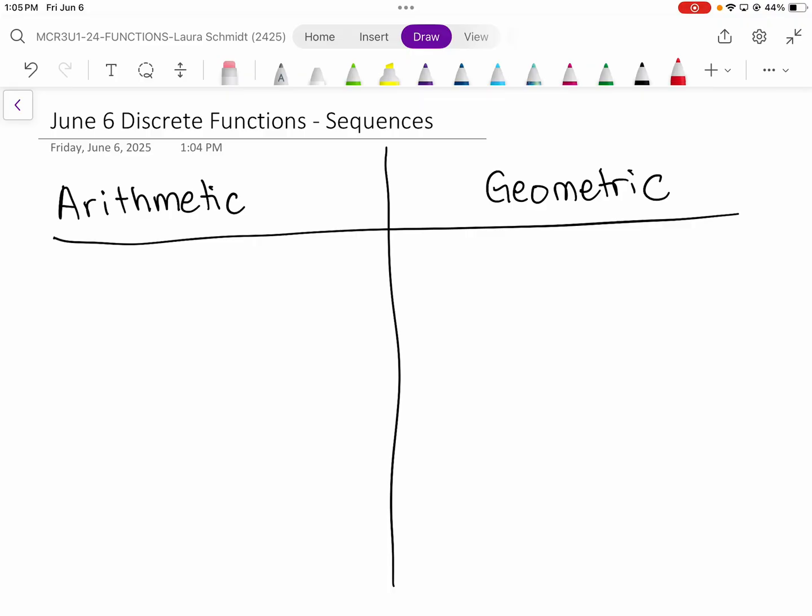All right, we're learning about sequences. Okay, there's two kinds: arithmetic and geometric. Arithmetic is when you can add to get the next term, or subtract. So let's do an example: 2, 4, 6, 8.